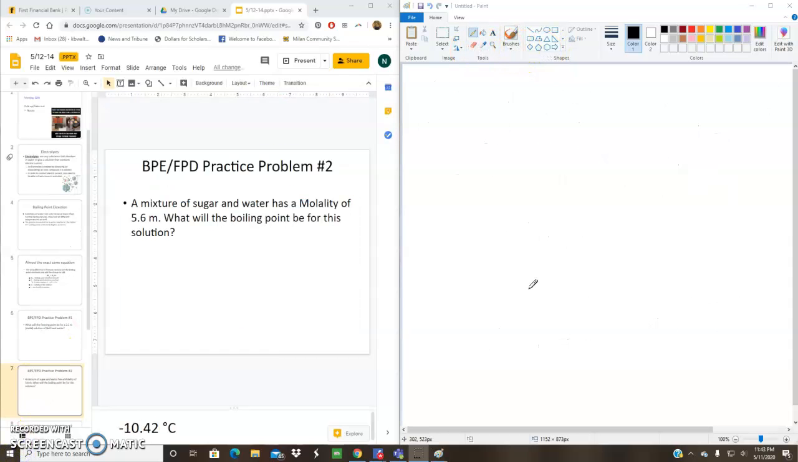Okay, so we did a freezing point depression. Let's do a boiling point elevation. So a mixture of sugar and water has a molality of 5.6. What's the boiling point be for this solution? So we're dealing with our new equation, which is almost exactly the same as the old equation. Which is delta TB is equal to Kb m i. So let's go ahead and plug and chug. We are looking for the difference in boiling point. So we're looking for delta TB.